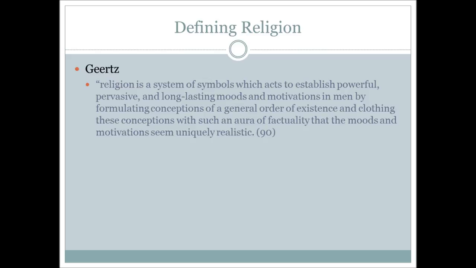So he calls religion a system of symbols. These meaningful symbols are at the center of this, which is interesting because, remember, a few of the definitions we've looked at have been focusing on either the beliefs or the practices. And for Geertz, it's actually the symbols themselves. So it's the meaning that things have that are part of religion.